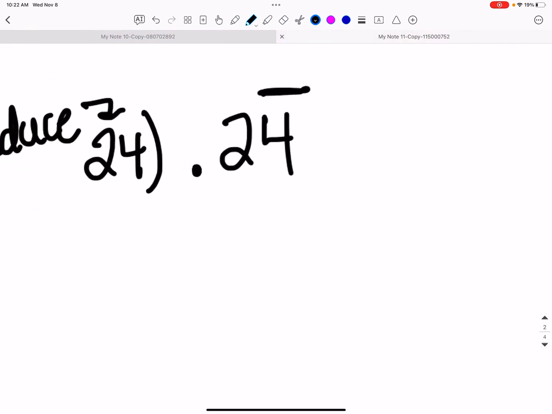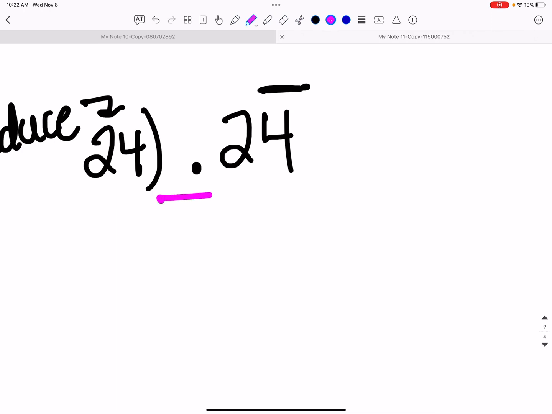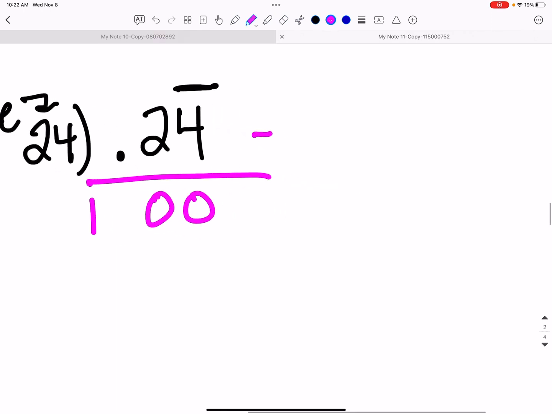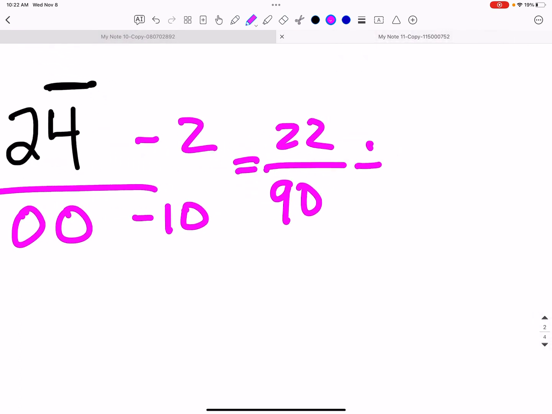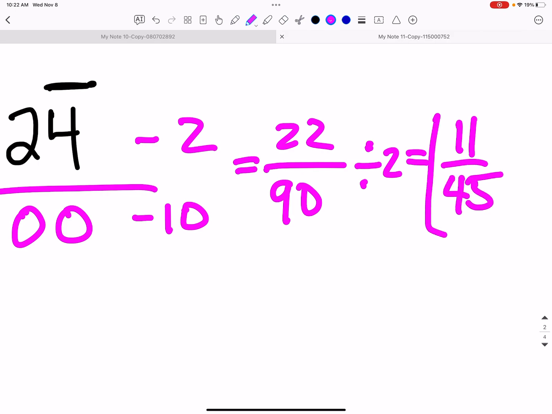And let's see, reduce this one. This is 24 with 1, 0, 0, so this would be 24 100ths. From the 24, the 2 isn't covered. From the 100, the 10 isn't covered, so this is really 22 90ths. They're both even, so we got to reduce it. When they're both even, we cut them both in half, and this is 11 45ths.